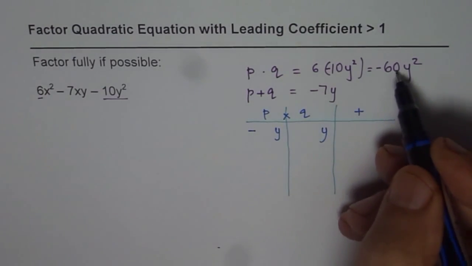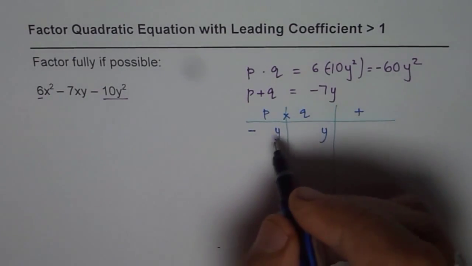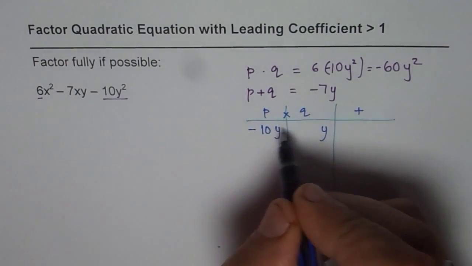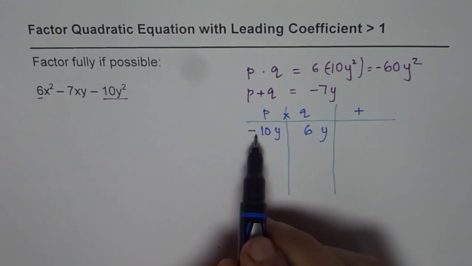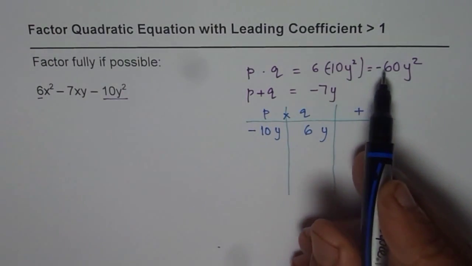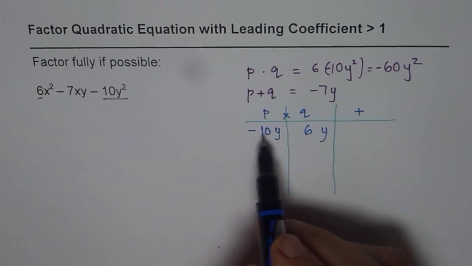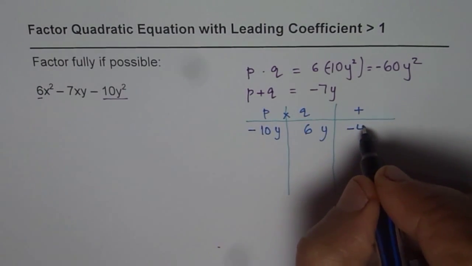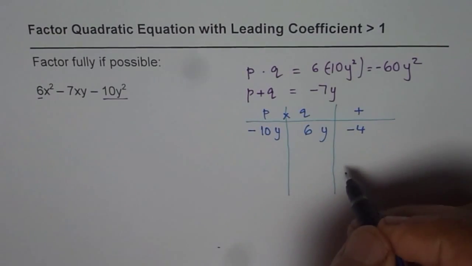So 60, you can get 6 times 10, for example. 10 is bigger, so I'll write 10 here and 6 here. Now if I multiply, of course I'll get minus 60y squared, but when I add I get minus 4, not minus 7. It doesn't work.